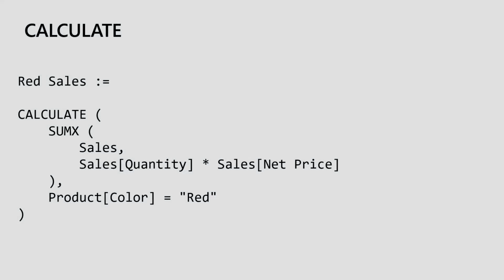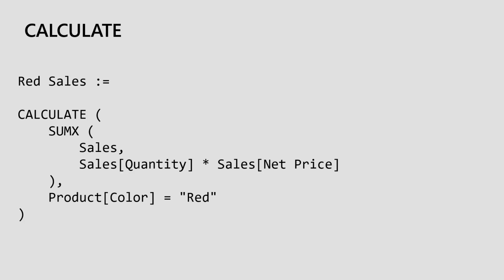Now, CALCULATE works this way. When you write, for example, a CALCULATE statement for a measure called Red Sales, how do you write Red Sales? Well, I can write the calculation this way. If SUMX of Sales Quantity by Net Price is my calculation of the sales amount, I can embed this calculation in the first argument of CALCULATE, and CALCULATE can apply one or more filters to the filter context before executing the first argument.